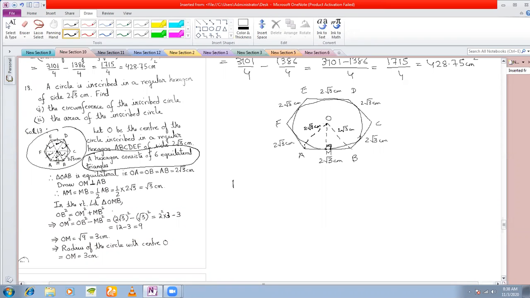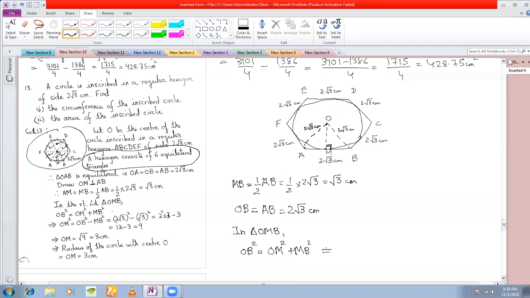See, MB here is half of AB, which is half into 2 root 3, which is simply root 3 centimeters. And OB we already know. OB is the same as AB because OAB is an equilateral triangle, which is equal to 2 root 3. Now, if you consider the right angle triangle OMB, OB is the hypotenuse. So OB square is equal to OM square plus MB square. That means we need to find out OM.